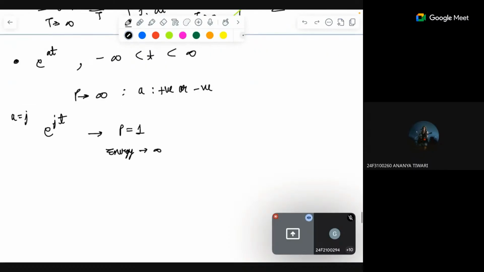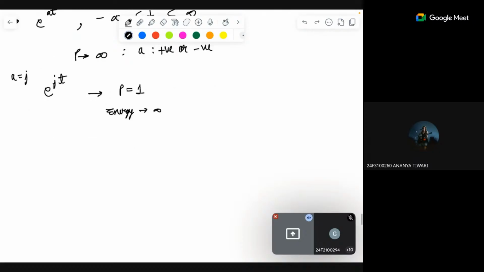Okay, and anyway, this is easy. Magnitude is 1, so you will square it and take 1 by t and the limit, and you will get it. Now let's move to power.